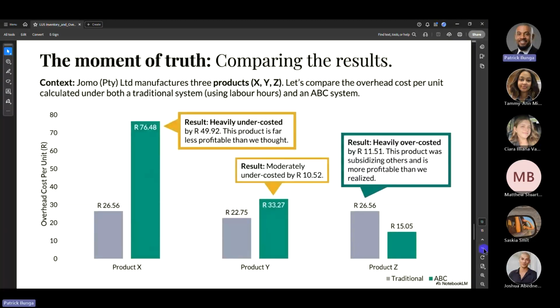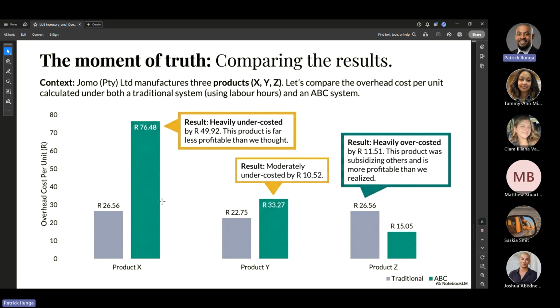And this is an example in your textbook. I took it from your textbook, Jomo Ltd. It manufactures 3 products, X, Y, and Z. Let's compare the overhead cost per unit calculated on both the traditional system using labor hours, so look at the traditional system, it's only using one thing, labor hours, when we compare it to the ABC. Look at the ABC here.